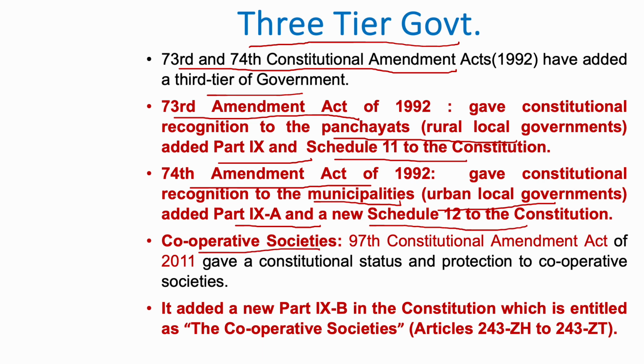Cooperative societies. The 97th Constitutional Amendment Act of 2011 gave constitutional status and protection to cooperative societies. It means cooperative societies were added by the 97th Constitutional Amendment Act of 2011. It also added Part 9B in the Constitution containing the cooperative societies. That comes under Articles 243ZH to 243ZT.